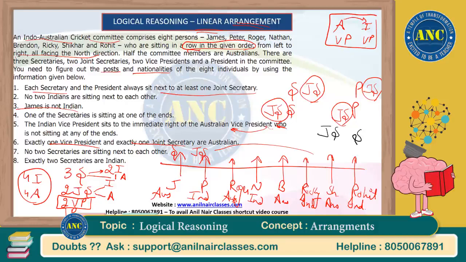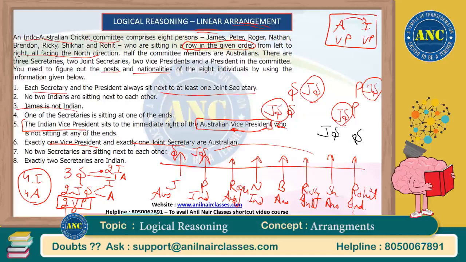So if we come to place them now, there was a line mentioned that the Indian VP sits to the immediate right of the Australian VP. That means that the Australian VP is not sitting at any of the ends, but the Indian VP can sit at any of the ends. Okay, so let's make him sit.